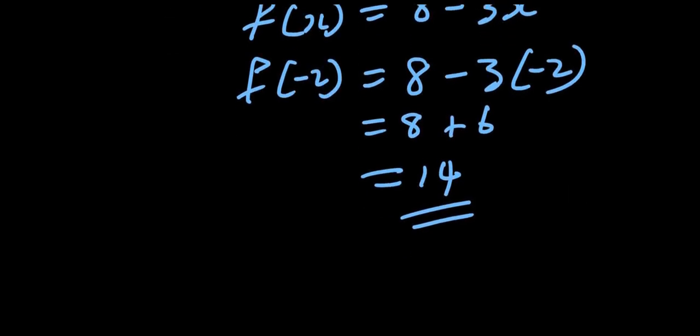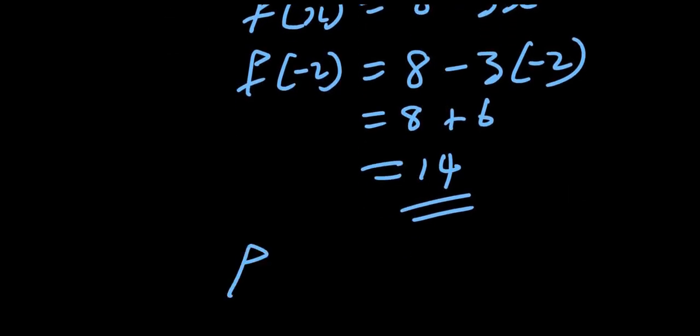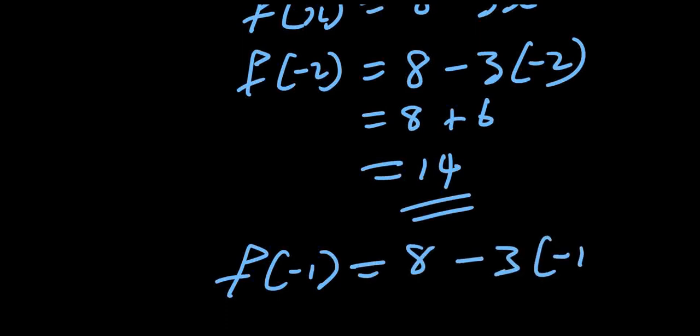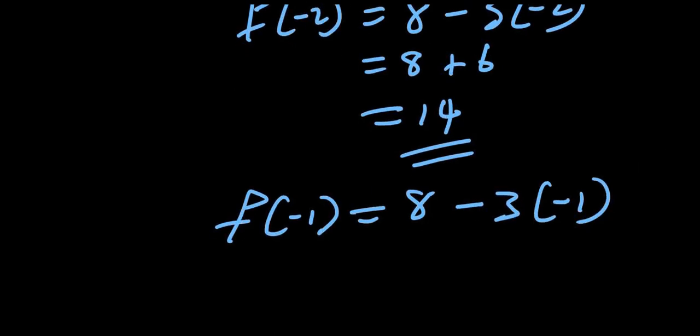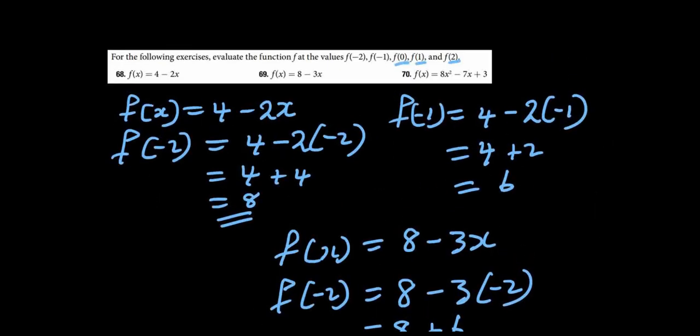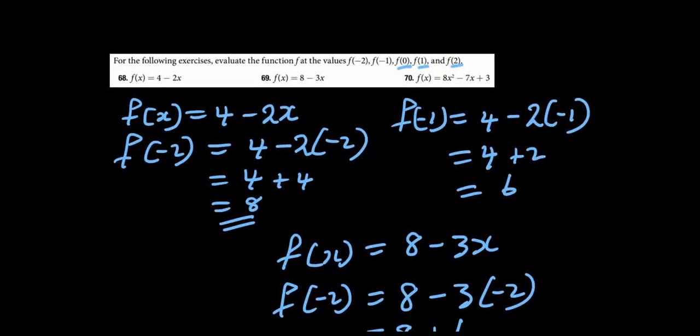Okay, let's also solve for f of negative 1. So f of negative 1 is equal to 8 minus 3 times negative 1. So negative 1 times 3 is going to give us positive 3. So this will be 8 plus 3. And finally, this will be equal to 11. I hope this makes some sense. All right, so you can solve for f of 0, f of 1, and f of 2. You can practice with those values.